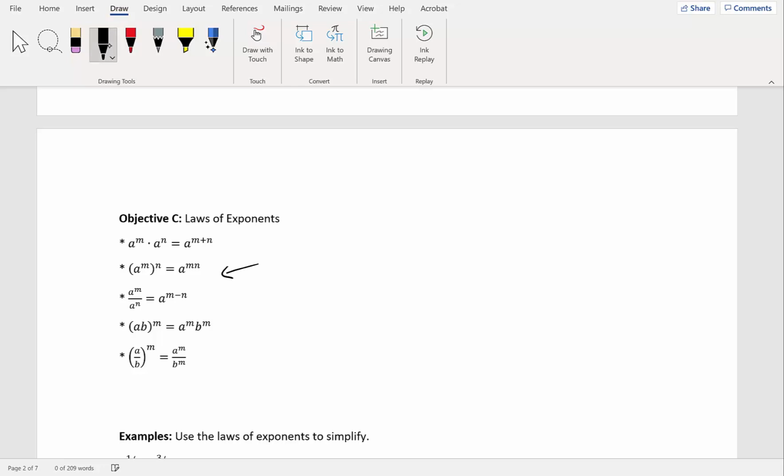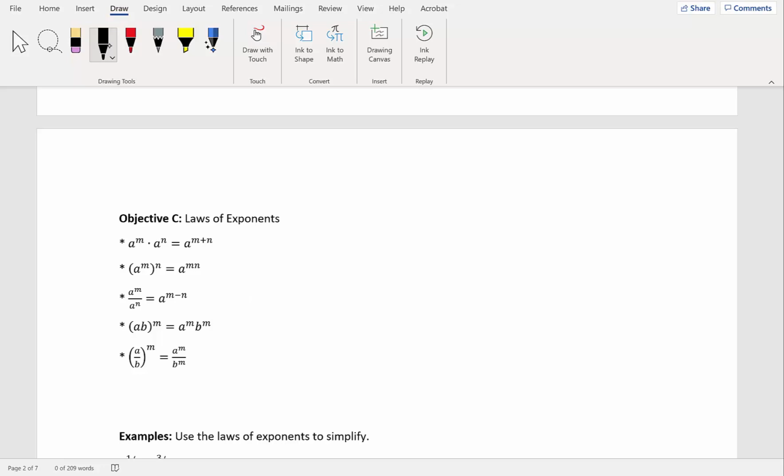Another property: if you have a raised to the m, and that whole expression raised to the nth power, in this case you multiply your exponents. This becomes a raised to the m times n. Now if you're dividing and you have the same base, so a raised to the mth power divided by a raised to the nth, this becomes a raised to the m minus n. You subtract your exponents.